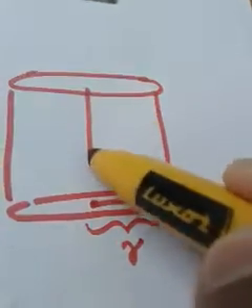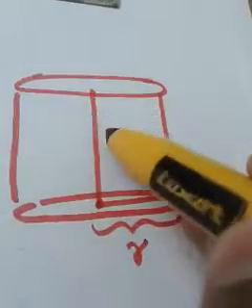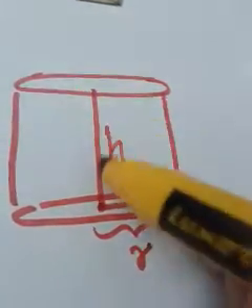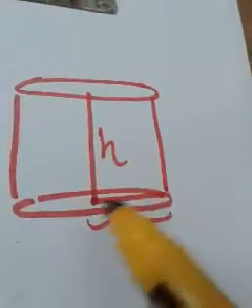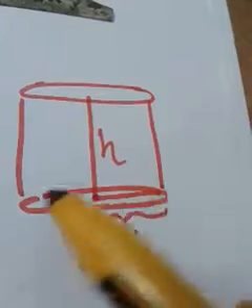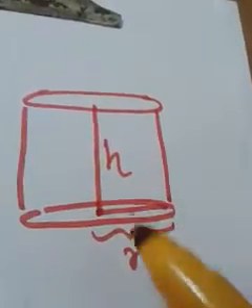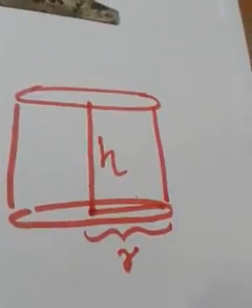And this is the height of this cylinder, and it is represented by h. The height of the cylinder is represented by h, and the radius of the base circle is represented by r. Are you following me? Okay. So let me come to the point. This is the cylinder we are supposed to consider. I have to calculate the curved surface area.